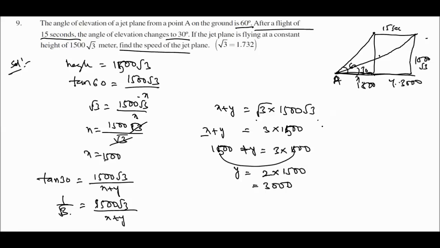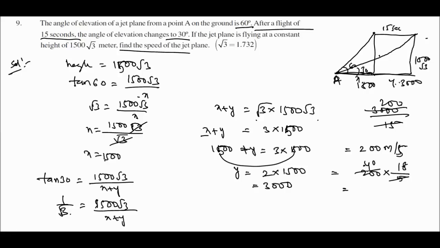So the speed of the flight is 3000 meters divided by 15 seconds, so here 200 meters per second. Now convert it into kilometers per hour, which means 200 into 18 divided by 5. So 5 fours are 20, 40, 18 fours are 72, so 72 kilometers per hour it will be going. Okay, so this is the answer.